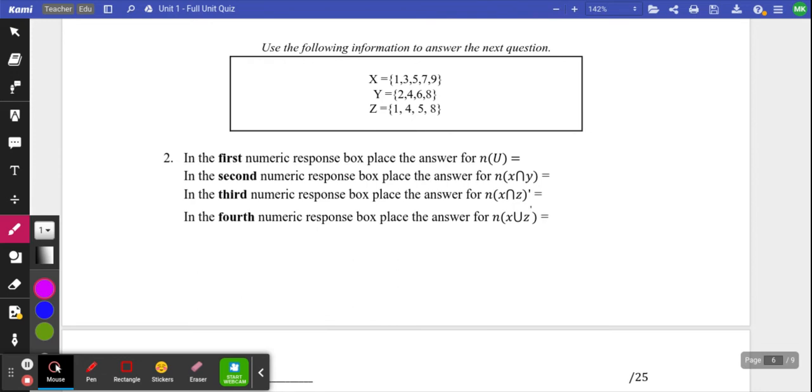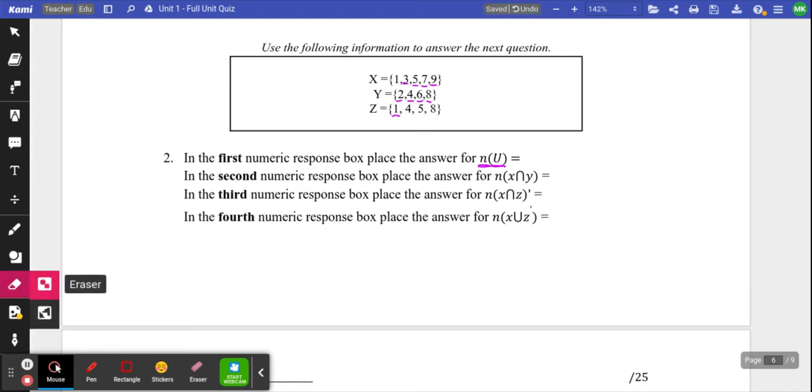All right. List the first numeric response box. Place the number for the answer to this. Okay, that means the number in the universal set. So that would be how many numbers are there here. If you look, there's 9 numbers total. Right? There's 1, 2, 3, 4, 5, 6, 7, 8, 9 numbers that are used. That means overall in the universal set, there would be 9 numbers.